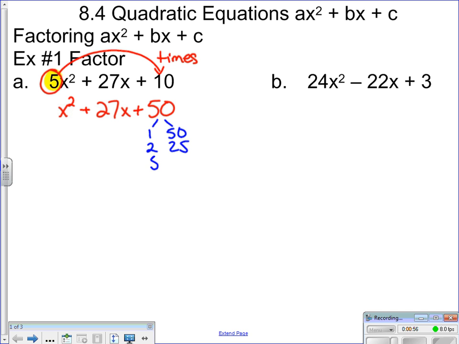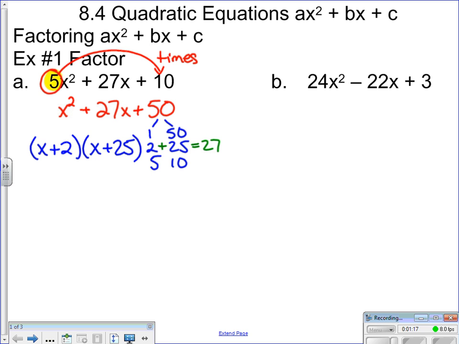And it looks like we've found it. 2 plus 25 is 27. So those are the two factors I'm going to use. So I'm going to write x plus 2, x plus 25.